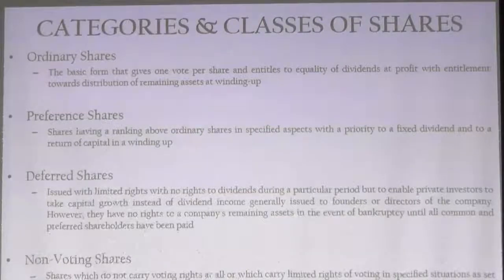The fourth category of shares are called the non-voting shares. As the term sounds, these shareholders do not have any voting powers at any meetings of the company. It may be general meetings, it may be special meetings, it may be annual general meetings, or it may be special general meetings, at which they hold no voting right as per the shares that they hold. These are shares which do not carry voting rights at all, or which carry limited rights of voting in specified situations.